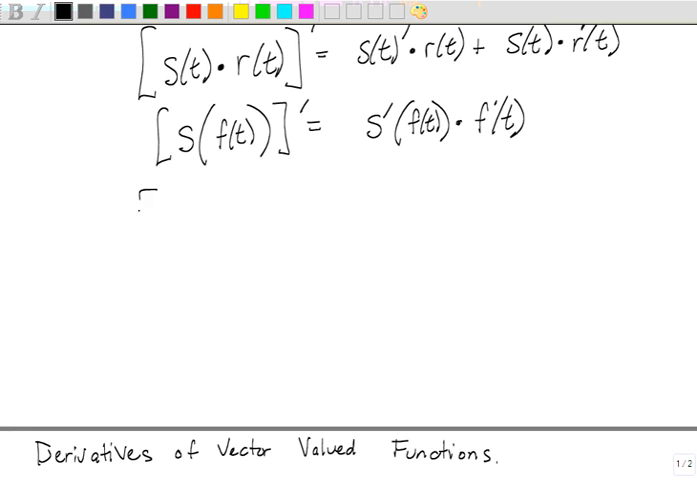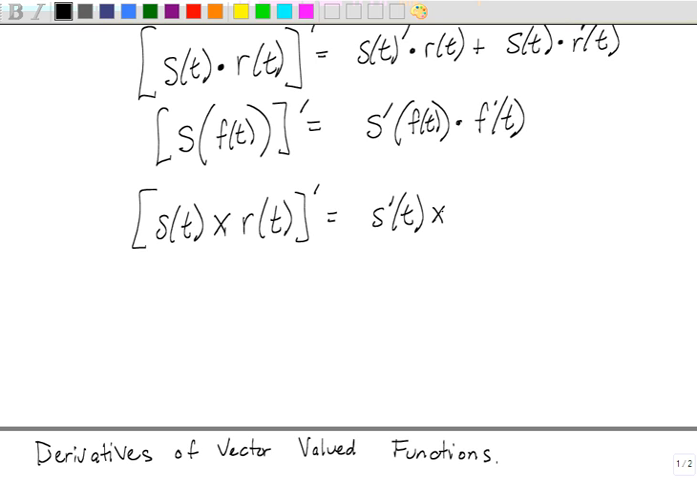And then the cross product. These are both vector valued. If I cross two vector valued functions and take their derivative, it's the same as crossing the functions and adding them. So again, that is just like the product rule. You have to watch the order there because order matters in cross product. Okay, I think we've covered it.